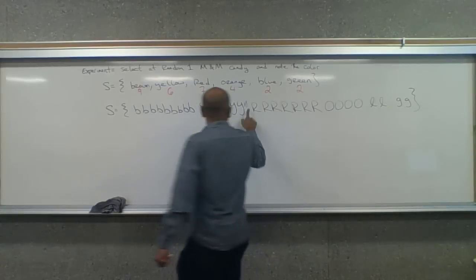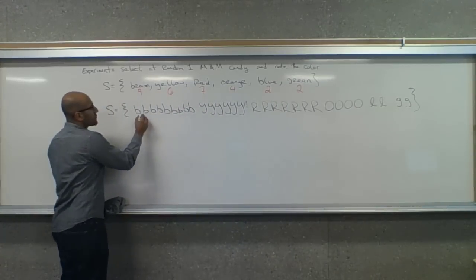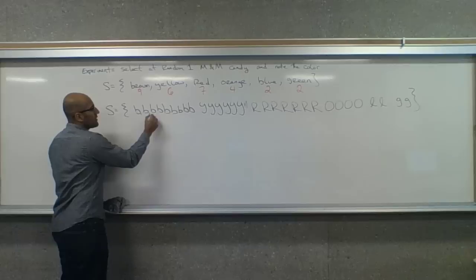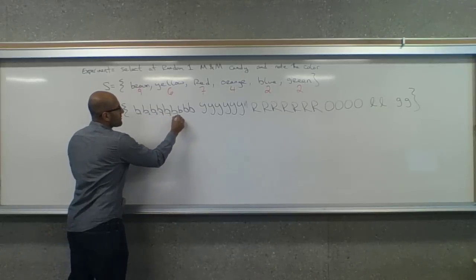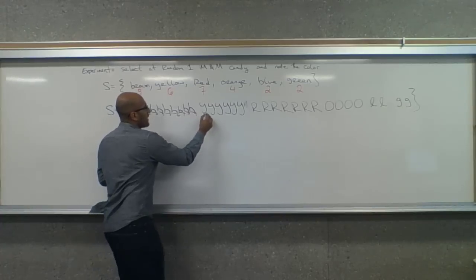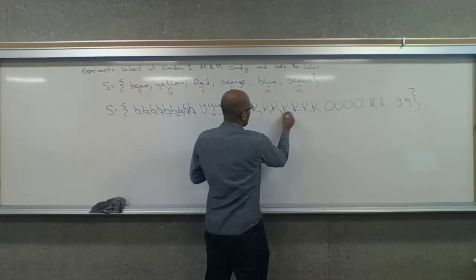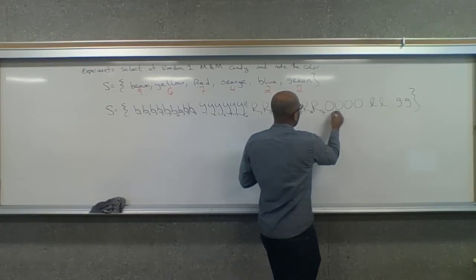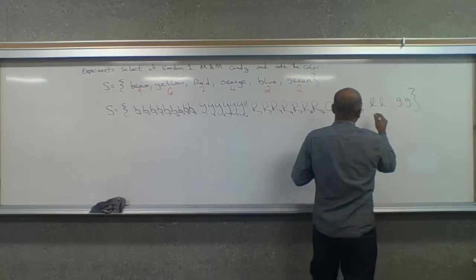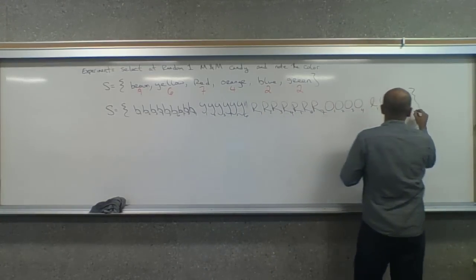Okay. So I need to subscript them so I know which one is which. So let's say they all have little numbers: 1, 2, 3, 4, 5, 6, 7, 8, 9. 1, 2, 3, 4, 5, 6. 1, 2, 3, 4, 5, 6, 7. 1, 2, 3, 4. 1, 2, 1, 2.